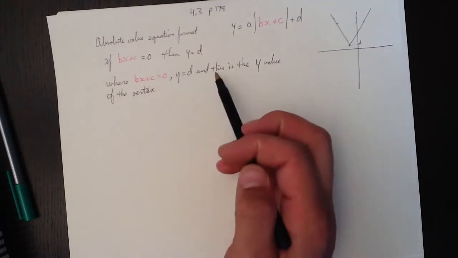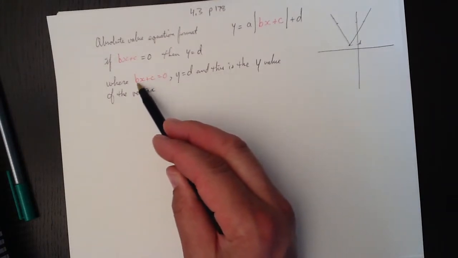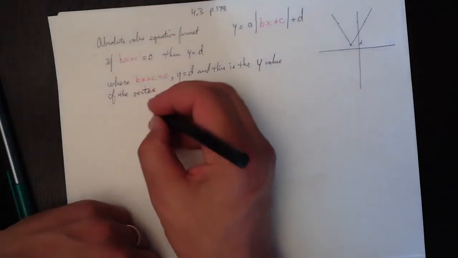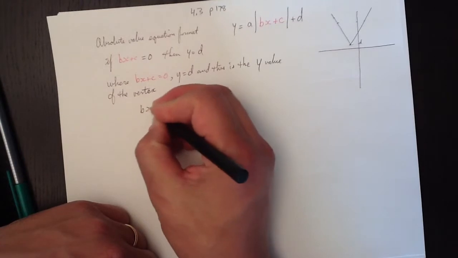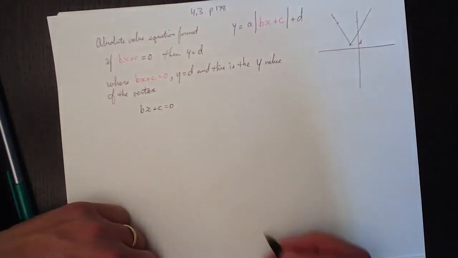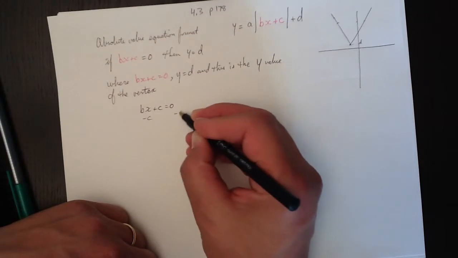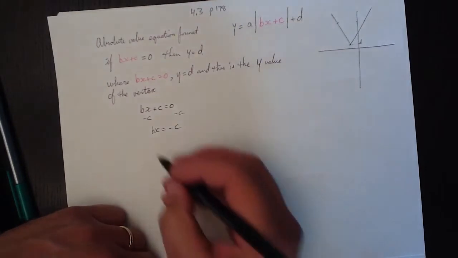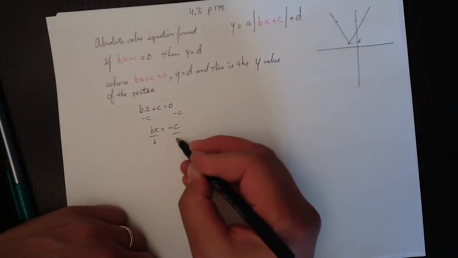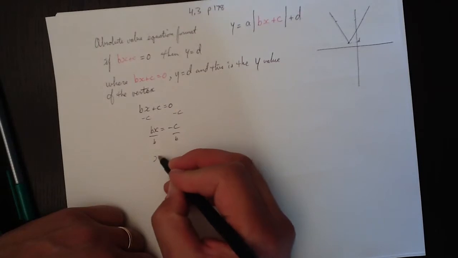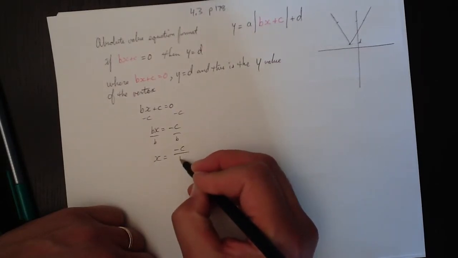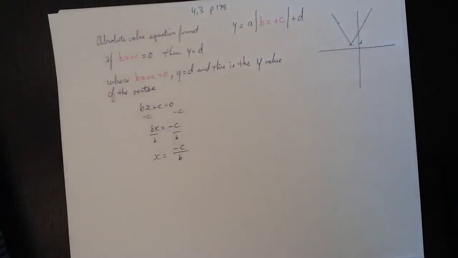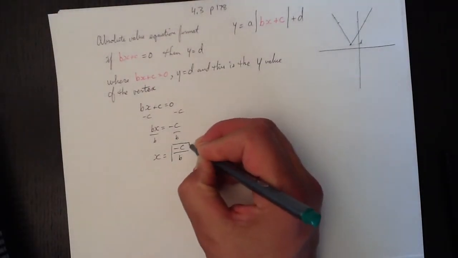But what about the x value of the vertex? Well, the x value of the vertex is actually hidden here. All we have to do is isolate c. And we can do that this way. bx plus c equals 0. Let's just subtract c from both sides, and we get bx equals negative c. And then we'll divide both sides by b, and we'll get x equals negative c over b. And once again, we're talking about the vertex, and therefore this is the x value of the vertex.